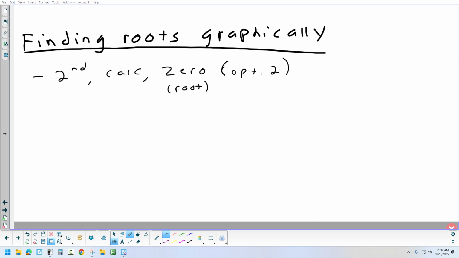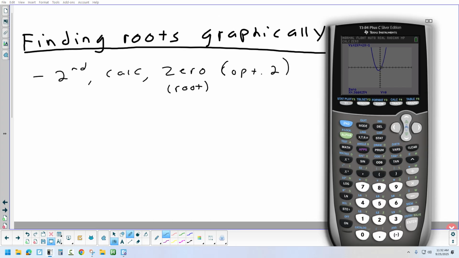All right, so what you don't want to do is, I saw some people in another class, they would press trace, and they try to just move the cursor till they think they're close to it. Well, no, that's not the way to do it, okay? Because especially you might notice the cursor can jump sometimes, and it makes it hard to get it exactly where you want it. So you want to do second calc 0.